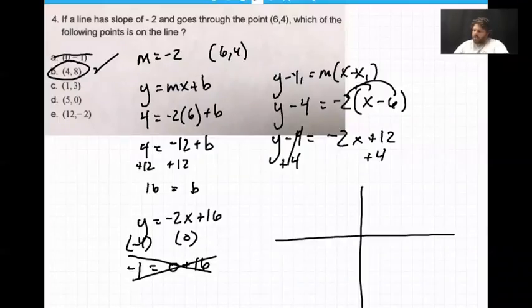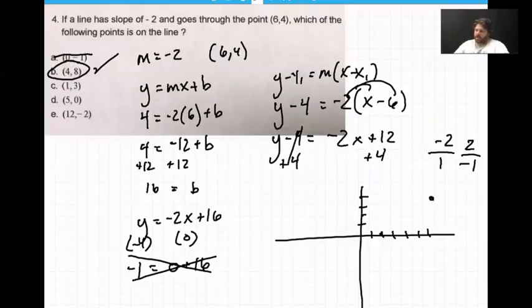You know that the point (6, 4) is on the graph. That's right here. And you know the slope is -2. Remember, what does slope -2 mean? It rises -2 and runs 1, or it rises 2 and runs -1. Remember, either of those are equal to -2.